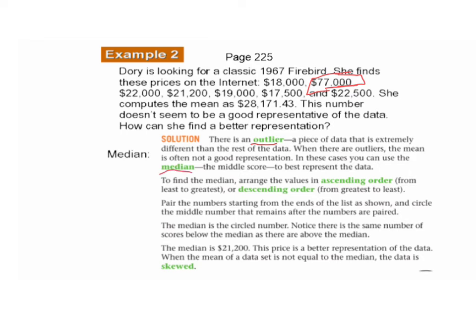To find the median, you just put the values in ascending order or descending order. So basically, ascending means from least to greatest. Descending is the opposite of that. Pair the numbers starting from the ends of the list as shown and circle the middle number that remains after the numbers are paired. The median is the circled number, and notice that there are the same number of scores below the median as there are above the median. The median is 21,200. This price is a better representation of the data when the mean of the data is not equal to the median, the data is skewed. So what it's saying here is if the average is not equal to the middle number, it's skewed.